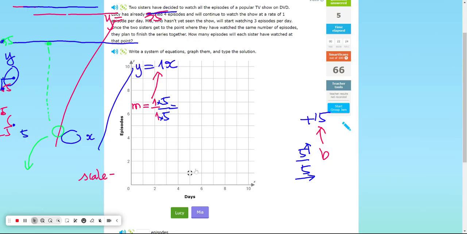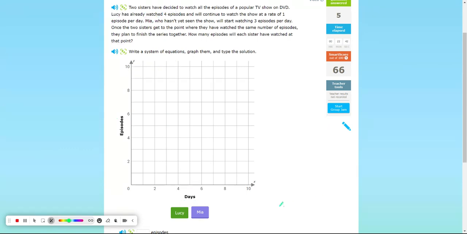To be continued here, let's do this. For the horizontal, the value is day, that's an X. And for the vertical, I have to clear everything out yet. Clean everything first. So horizontal value, this is the X, that's the number of days. And for the vertical axis, this is the episode, this is the Y.